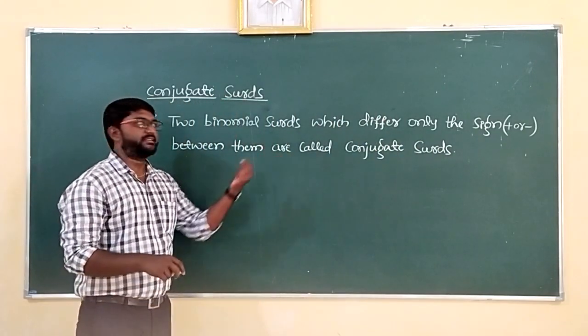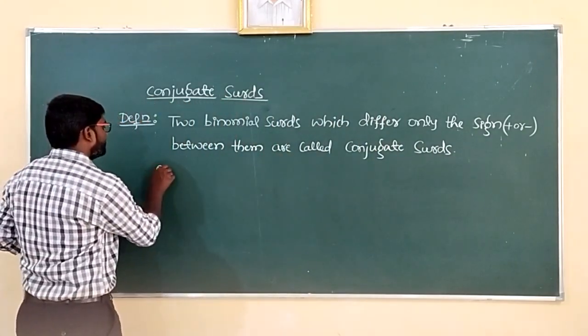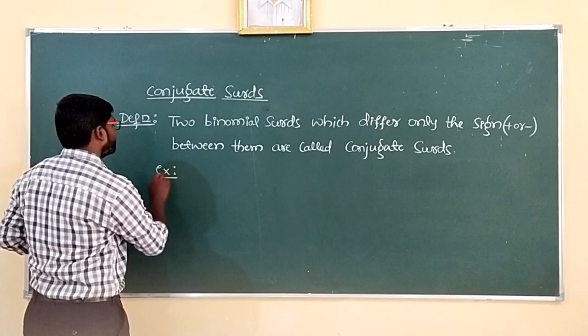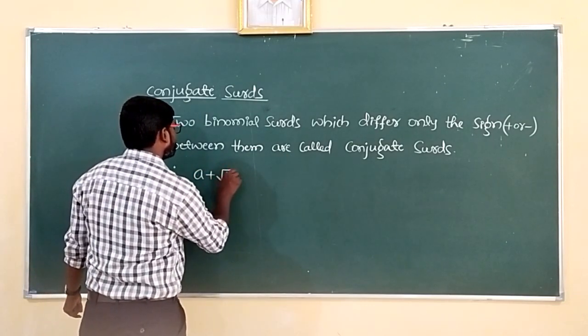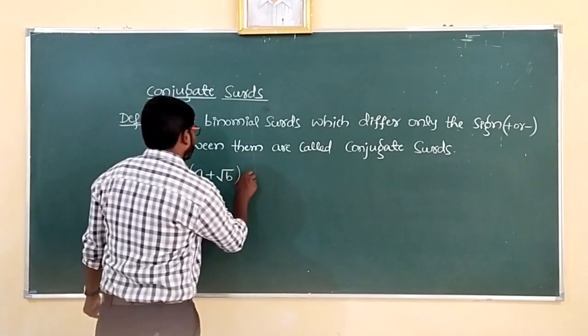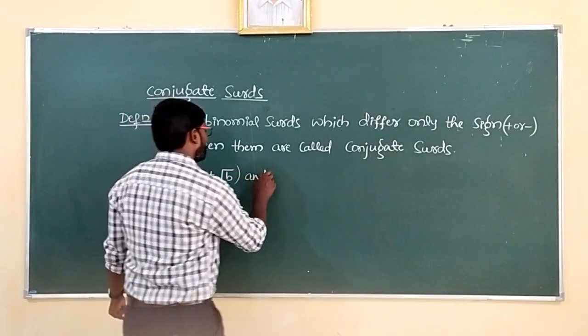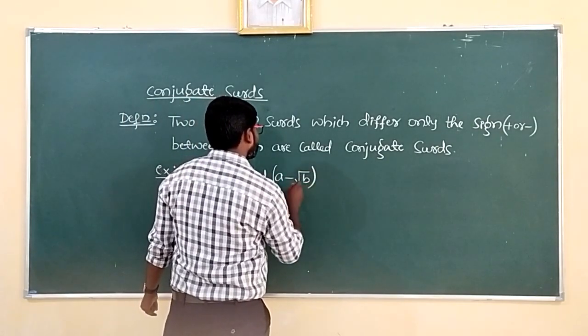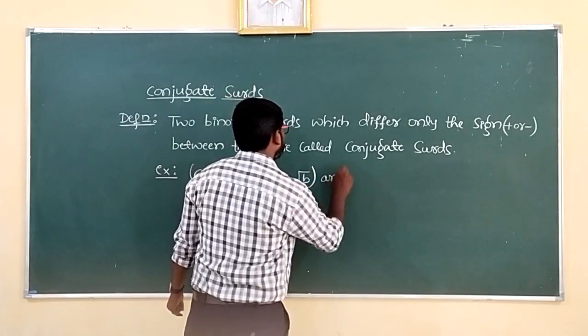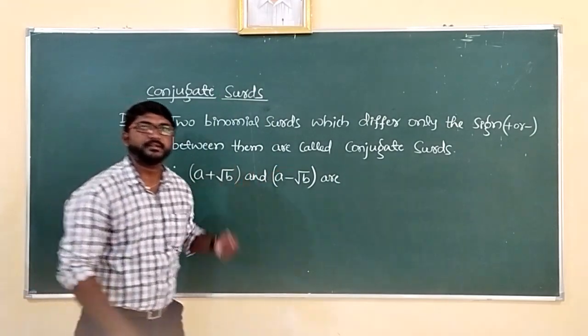Let us give some examples now. Here, a plus root b and a minus root b are conjugate surds.